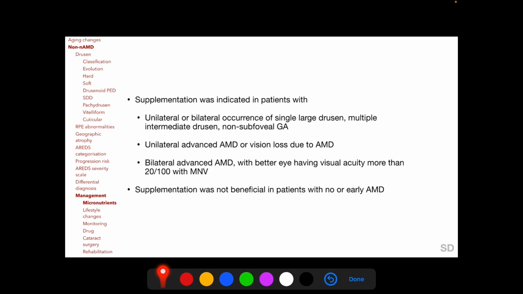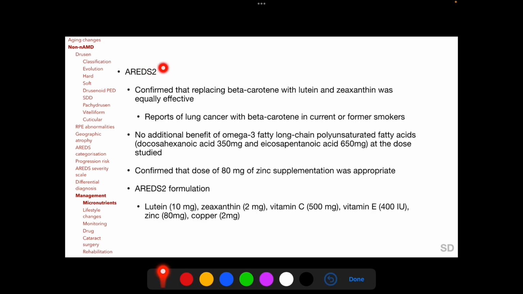But supplementation was not beneficial in patients with no or early AMD, and this is very important to remember. The AREDS2 study confirmed that replacing beta-carotene with lutein and zeaxanthin was equally effective, as there were reports of development of lung cancer in current or former smokers on beta-carotene supplementation, but lung cancer did not develop in patients on lutein and zeaxanthin supplementation instead of beta-carotene supplementation in the AREDS2 trial.